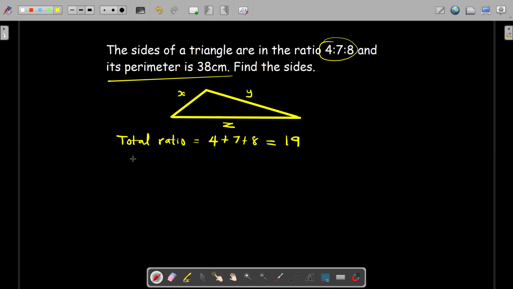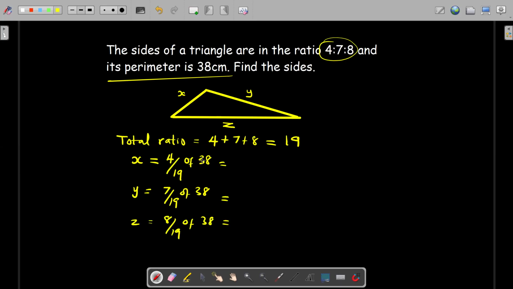So it implies that X is going to be what? It's going to take 4 out of 19 of 38, while Y is 7 out of 19 of the entire 38 centimeters, while the last side Z is going to be 8 out of 19 of 38. Okay, if you look closely, we have 38 by 19 all through.